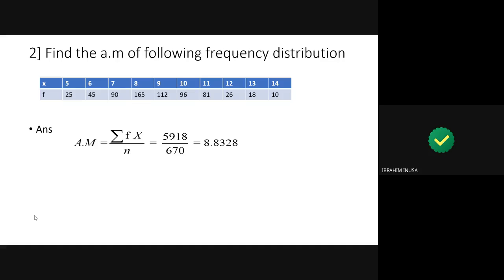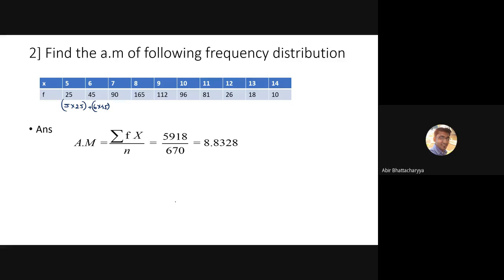Yes, Ibrahim. I can't get the way you calculate them. Can you show how you calculate them? It's something like 5 times 25 plus 6 times 45, but I still get the wrong value. If I do it like this, it can give me the value of summation of fx only. What about the fi and the AM?